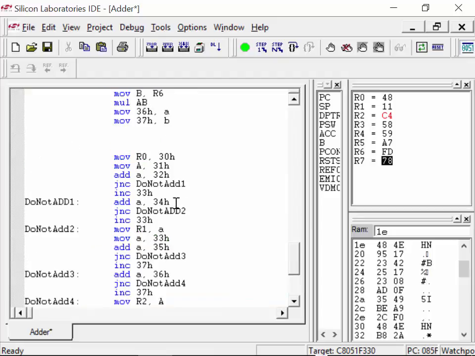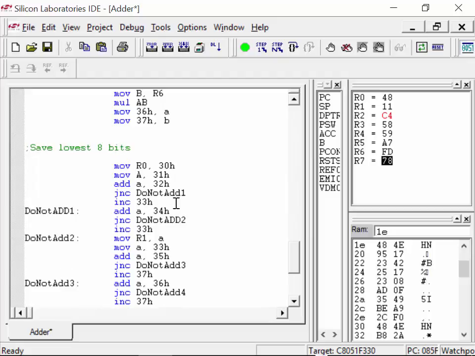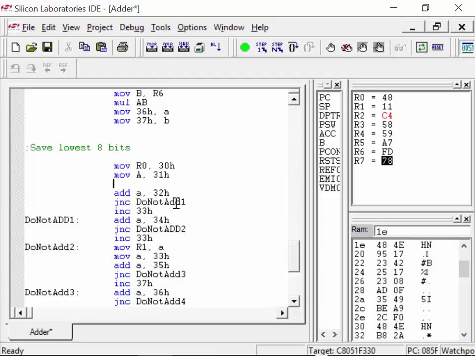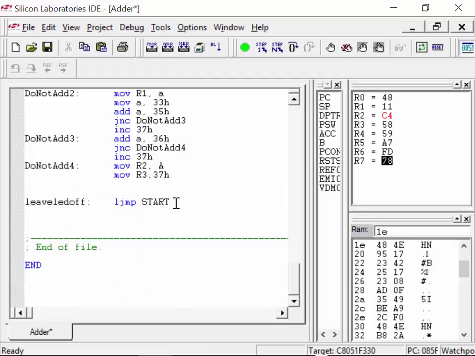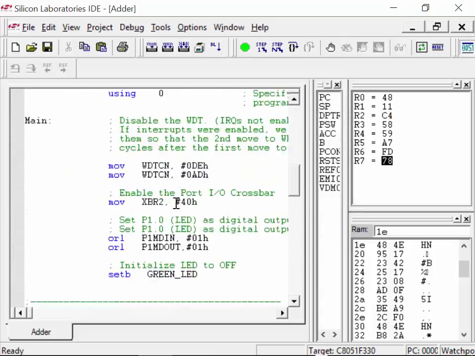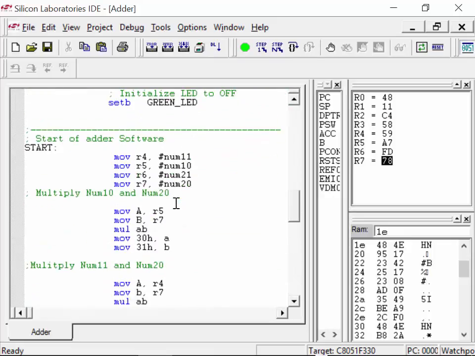Okay. Now here we start our add right here. Say lowest 8 bits right there. And here's our adding. Right there. Okay. Now, let me make sure I didn't break it here. Okay, I didn't break it. Okay, the reason I did that is to kind of show what's going on here.